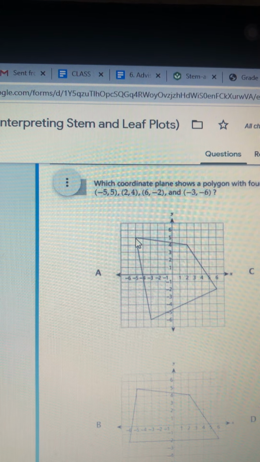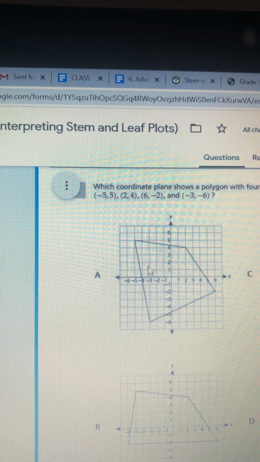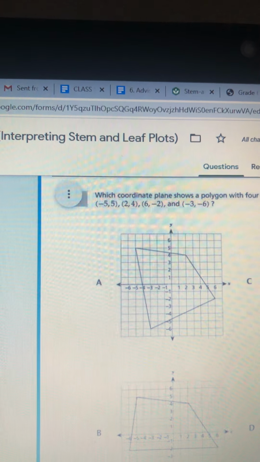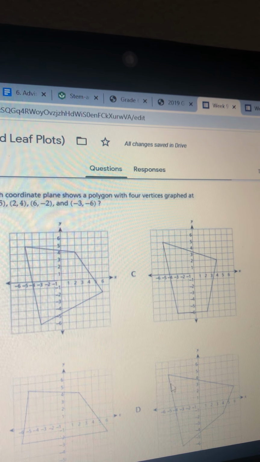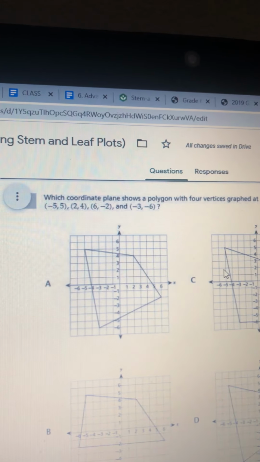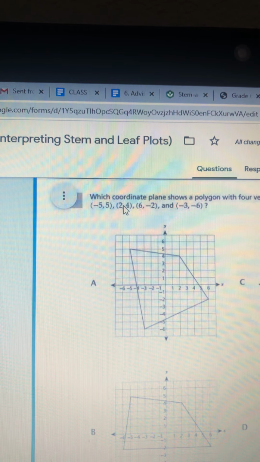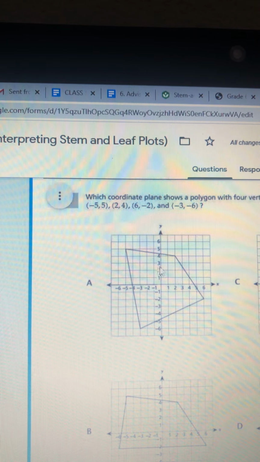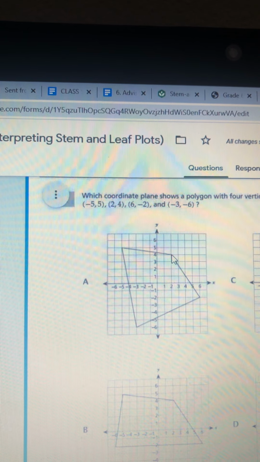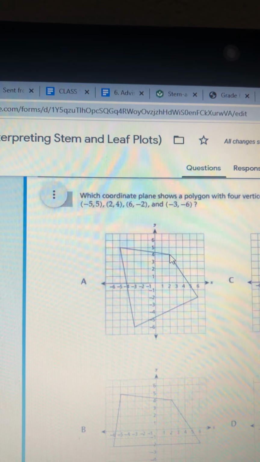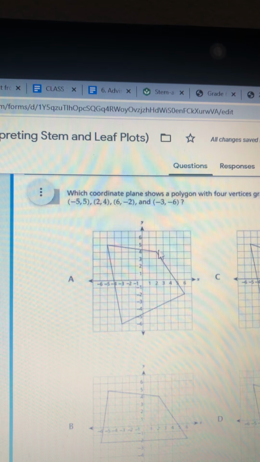So it looks like the first point is the same in all of the answers, right? So we can't do a process of elimination just yet because it is the same in every one, right? So there's not one that's different. So we have to find the next point. From that point, we're going to go 2 over and then up 4. 2 over and then up 4. So if we look at that, that's where the second point is, right there where my cursor is.